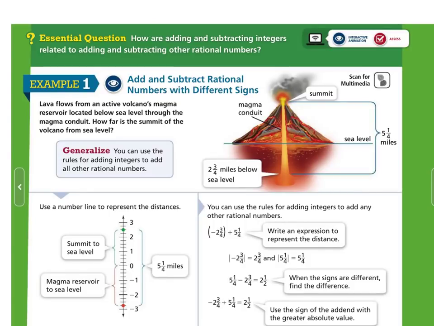The essential question in this lesson asks us how are adding and subtracting integers related to adding and subtracting other rational numbers. So one thing that we will do as we are working through this lesson is look to see if our rules for adding and subtracting integers also apply here.